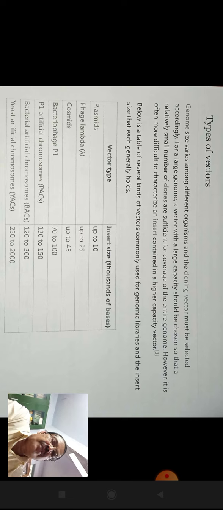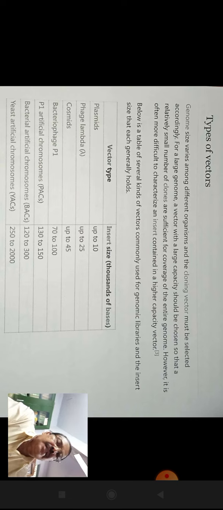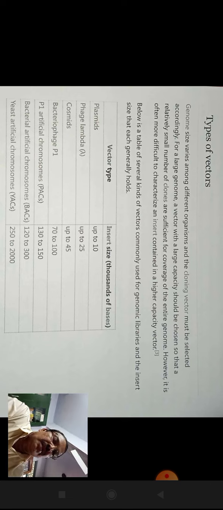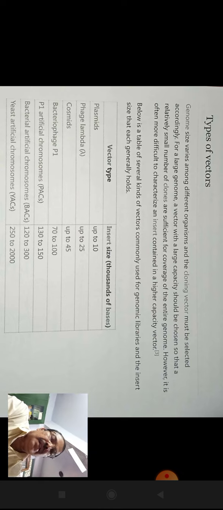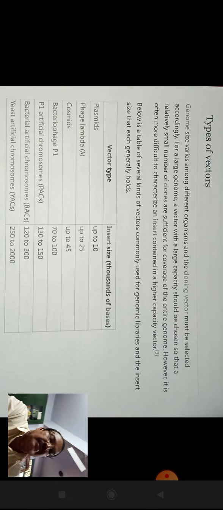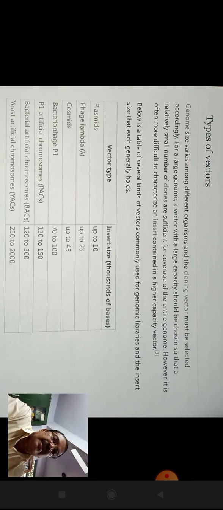However, it is often more difficult to characterize an insert contained in a higher capacity vector. Vector means it is one of the carriers. It carries foreign DNA fragments. It helps in recombinant DNA technology. So, a few examples for vectors.